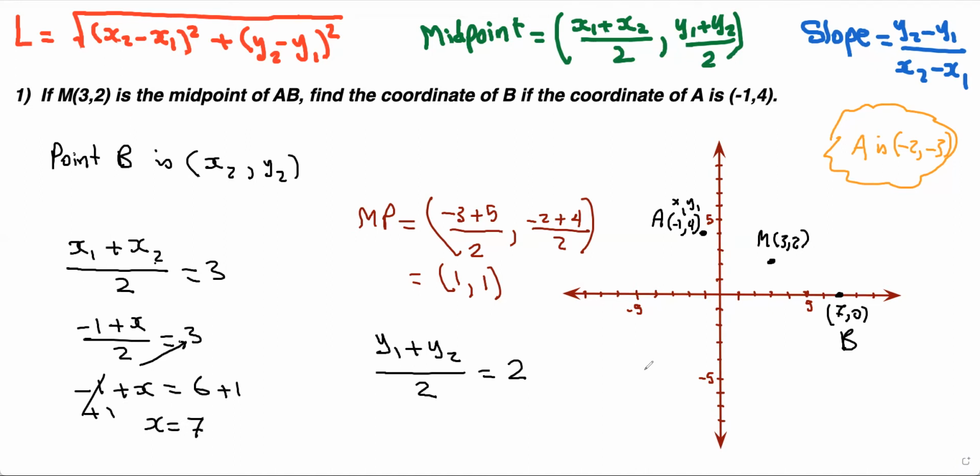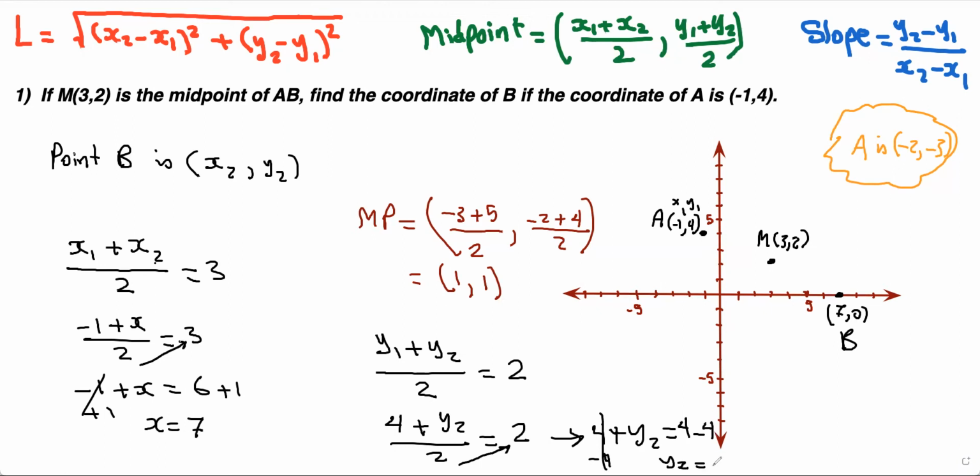I just did it by graphing, but I also want to show you how to find it algebraically. So therefore I go y1, which is right here, which is 4, plus y2, which I'm trying to find out, which is the y value of the B coordinate, divided by 2 should give me 2. Now cross multiplying 2 into 2, that will give me 4 plus y2 equals 4. Solve for y2 by subtracting 4 from both sides.